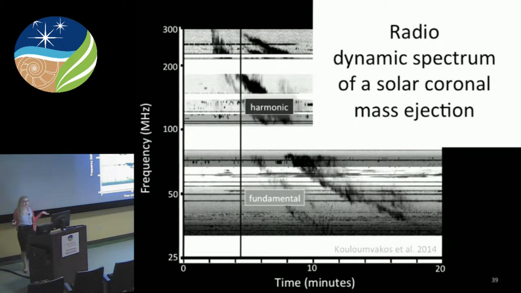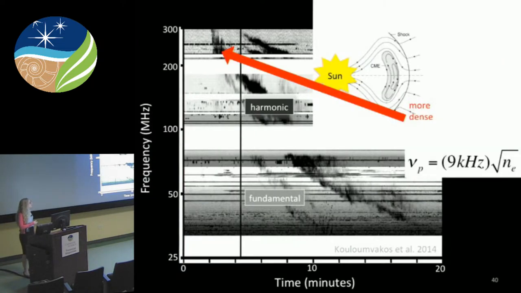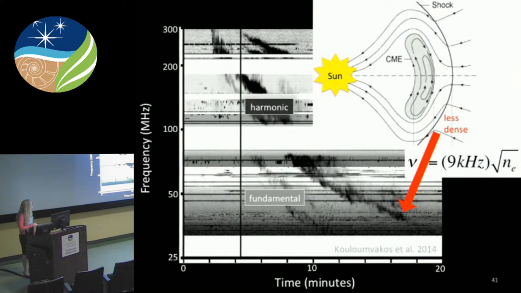So how do we actually find coronal mass ejections with radio emission? Here's a plot of the radio emission from a solar coronal mass ejection. This is called a dynamic spectrum, and it's showing time on the x-axis and frequency on the y-axis. And these dark patches are the emission from the CME. What's happening is that as the CME moves out from the sun and forms a shock front, it excites plasma emission at the plasma frequency corresponding to the density in front of the shock front. Then, as it moves further outwards, it moves into lower densities and the emission sweeps to lower frequencies. So you can use the rate of change of frequency to estimate the velocity of the coronal mass ejection.